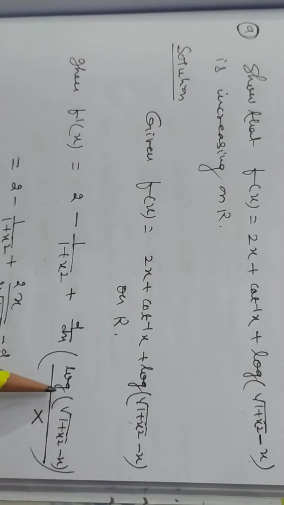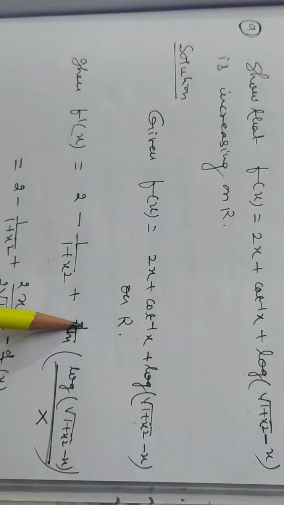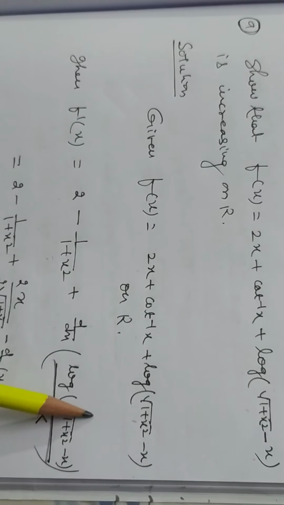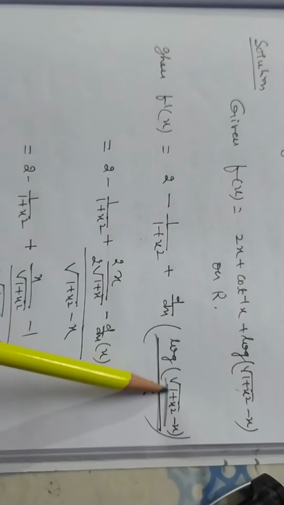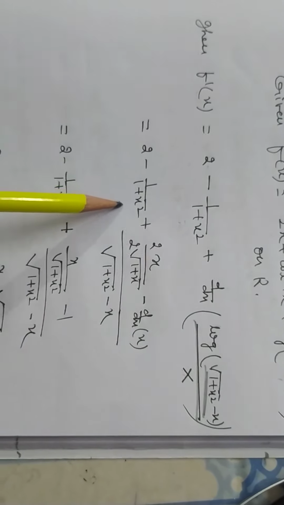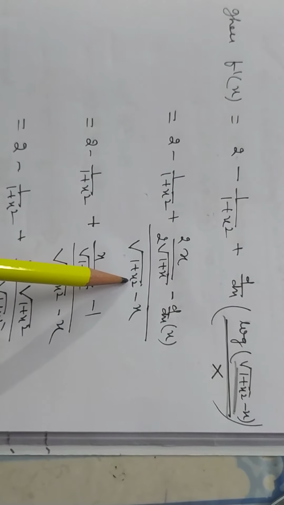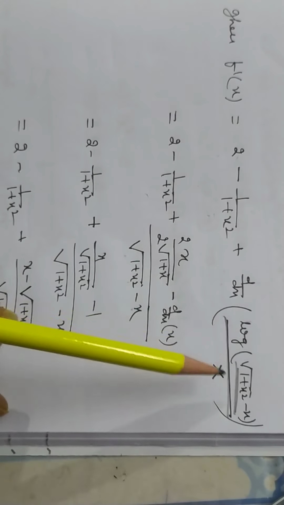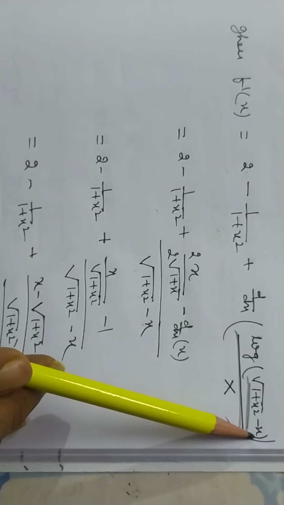My dear student, here we differentiate it. It is on the standard form: derivative of log x is equal to 1 by x, and then we find dy/dx of this expression. So now 2 minus 1 plus x square, and it is 1 by root over 1 plus x square minus x. It is for log.